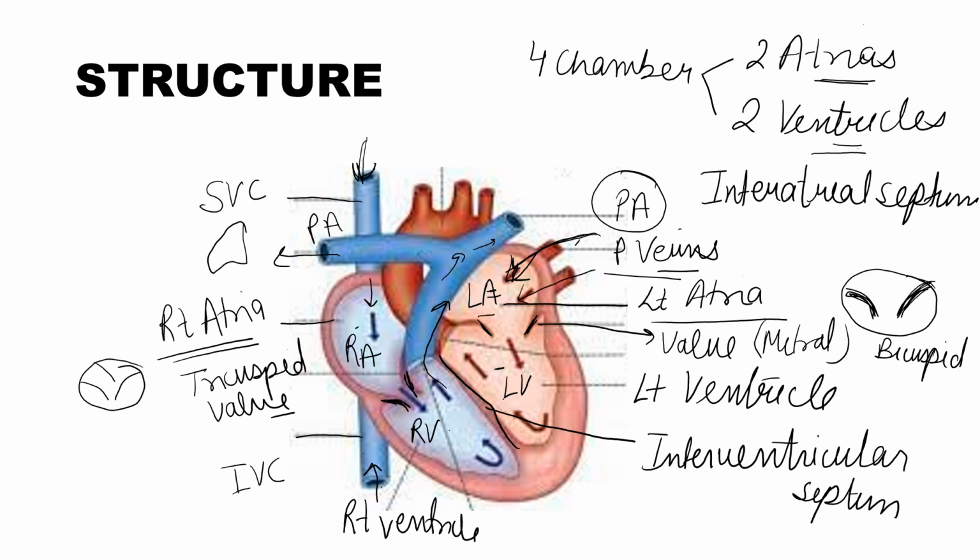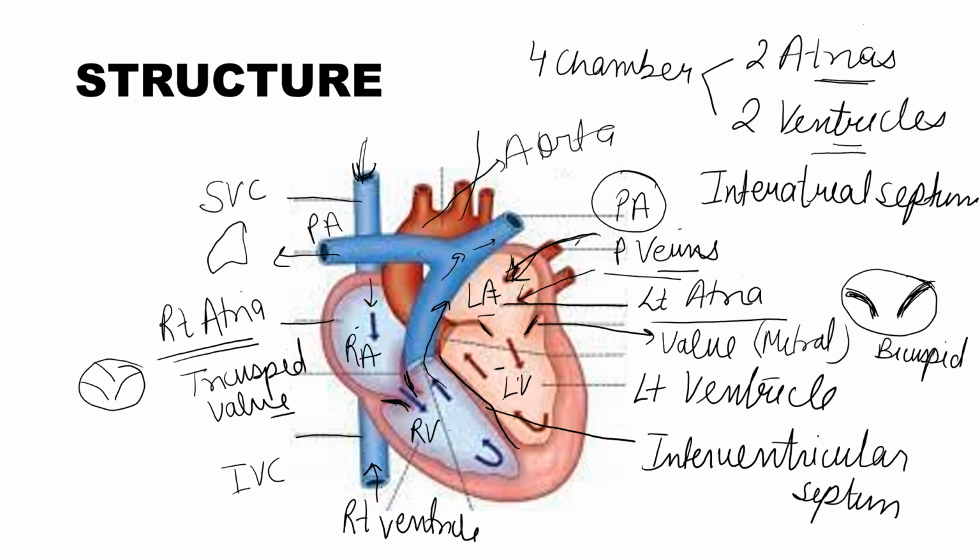From the left atrium, this opening is guarded by the mitral valve, and then the blood comes to the left ventricle. And from the left ventricle itself, the blood goes to the aorta. So what is this structure? This is your aorta.